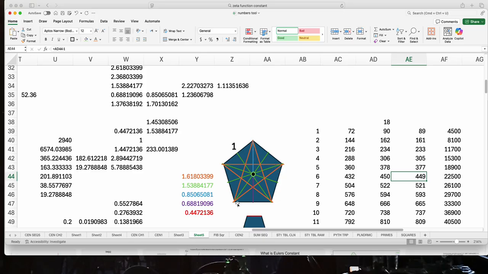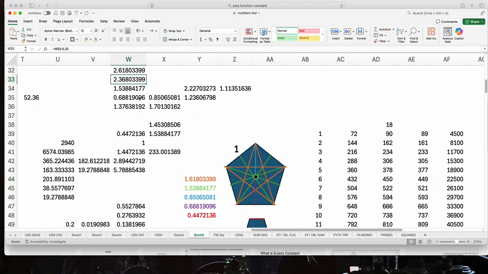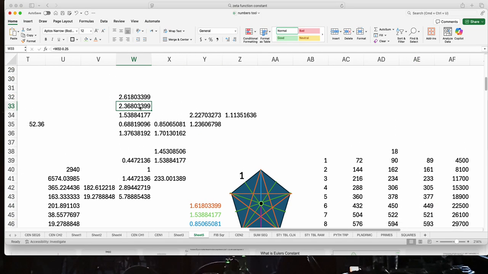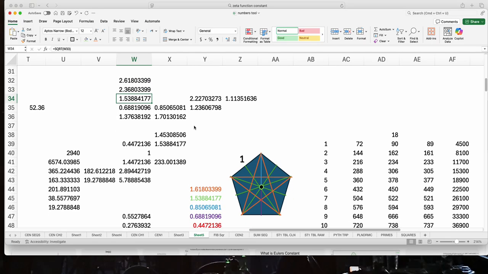We end up taking 1/2 of the side, and we square this to get 0.25, and we subtract this from phi squared, which we know is 2.618. And you end up with this figure right here, 2.368. You take the square root of this to get 1.5388, and that's going to be the height of this thing.